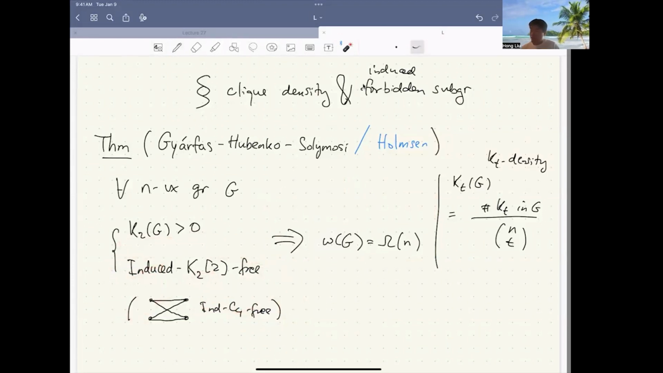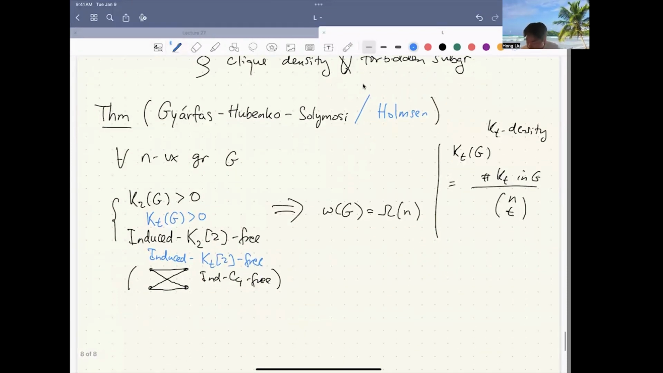Okay. And the extension by Holmsen, he actually proved something even more general. He proved it extends even to the hypergraph version. But let's just state the graph version, which says, if you require the K_t density of G to be positive, but now instead of induced K_{2,2} free, you have induced K_2 blow-up of K_t free.